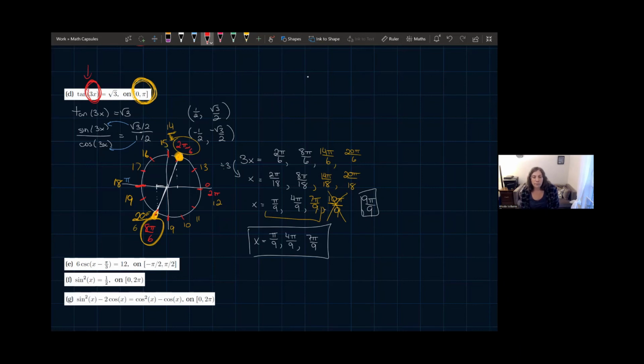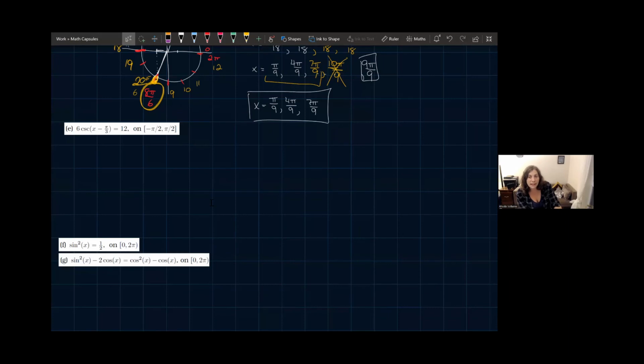So 5e is the same idea as D was, in that first we're going to find the answer for the original argument, the x minus pi over 3, and then we'll figure out what that means for x. Notice that this time we have kind of a more unusual region that we're looking for solutions in. It's from negative pi on 2 until positive pi on 2.